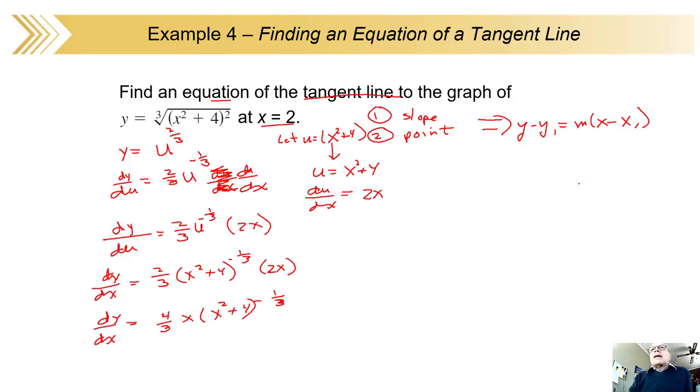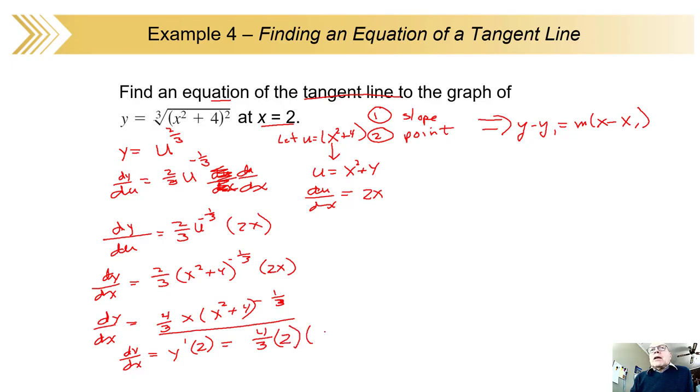Okay, next, we've got the slope at any particular point. What we want, though, is dy/dx at a particular place. We want that slope where x equals 2. So I'll just put 2 in where the x is. I've got 4/3, I'm just using this right here. 2 is the x we're using.